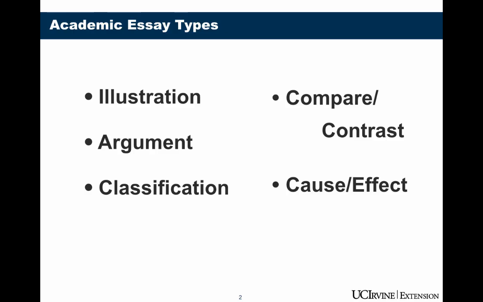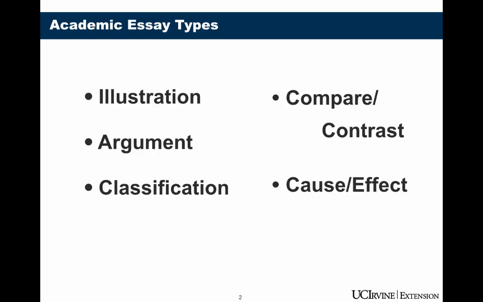Illustration gives examples to show something. Argument gives reasons to argue a position. Classification describes types of something. Compare and contrast give either similarities or differences between things. And cause and effect gives either the causes or the effects of something.